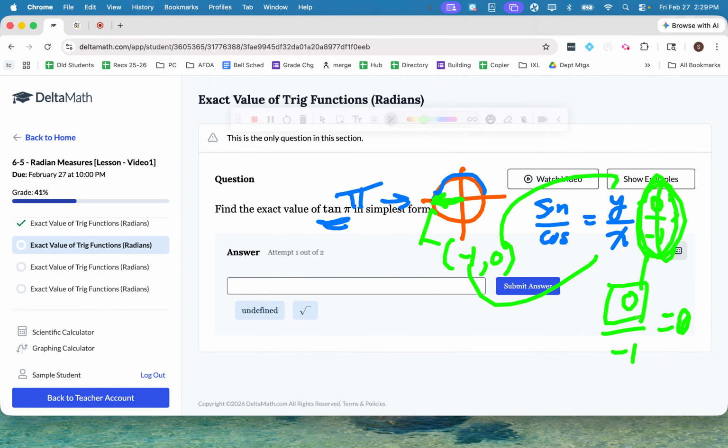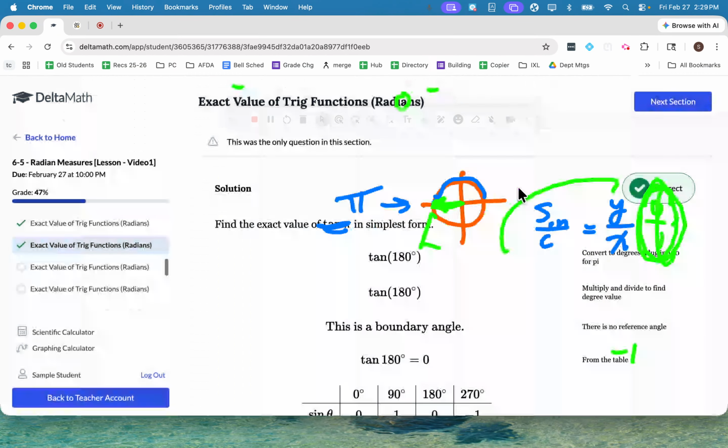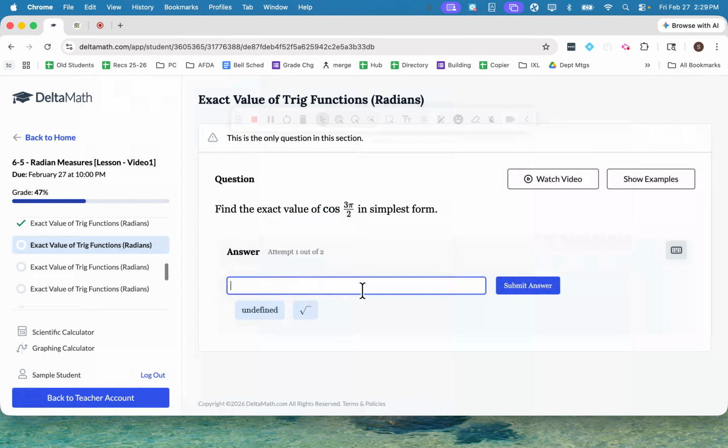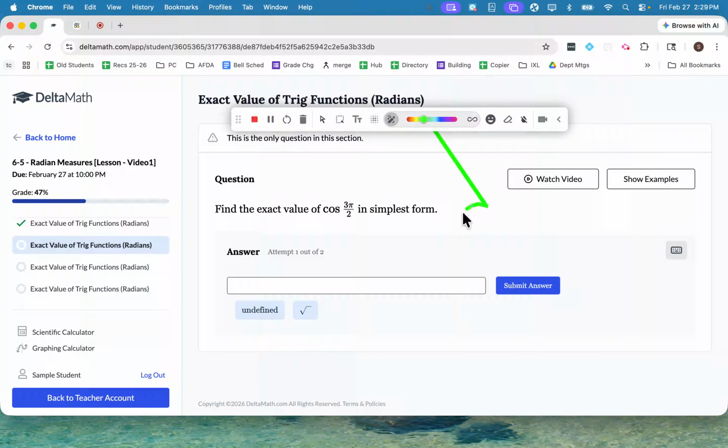It's fine to have 0 in the numerator, in the top. It's not fine, so to speak, when it's in the denominator. 0 in the numerator, answer is 0. 0 in the denominator, undefined. I don't know if we're going to have one of those. Well, let's continue. 3 pi over 2.